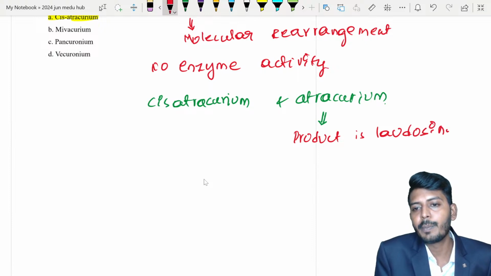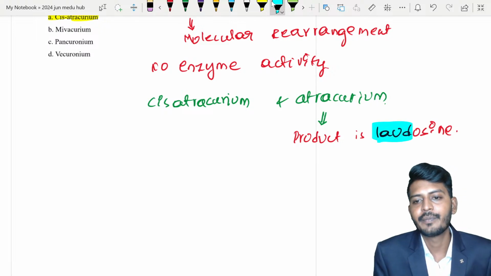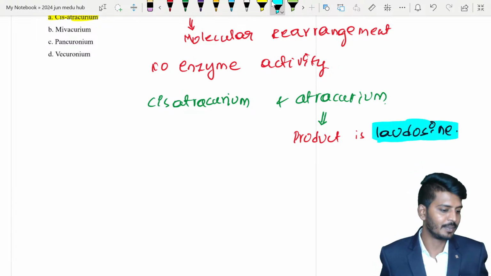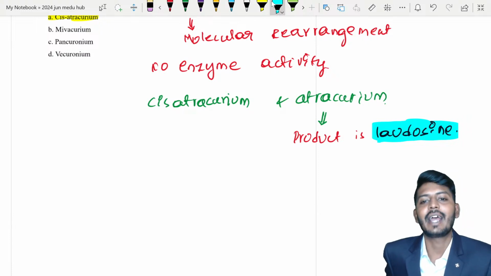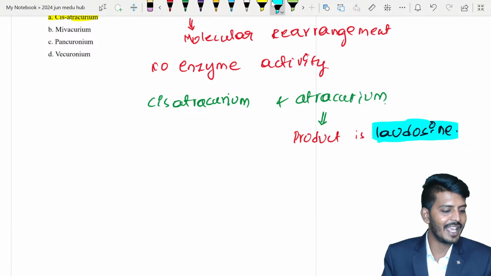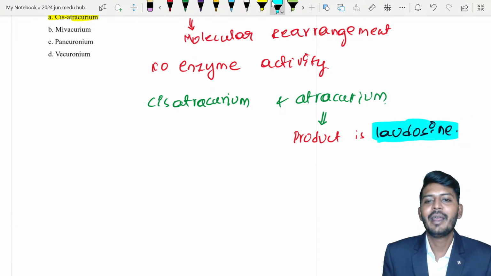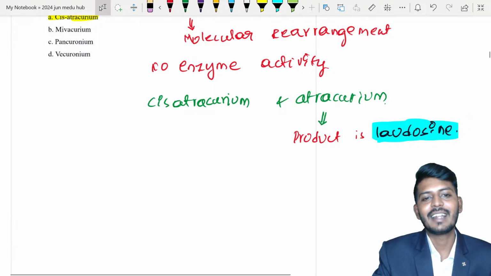भाई इसको गलत प्रोनाउंस मत किया करो. It's called laudanosine. That's it. That is the metabolite of cisatracurium. ठीक है, pronounce करोगे तो फिर गड़बड़ हो जाएगा मामला. So that is laudanosine.